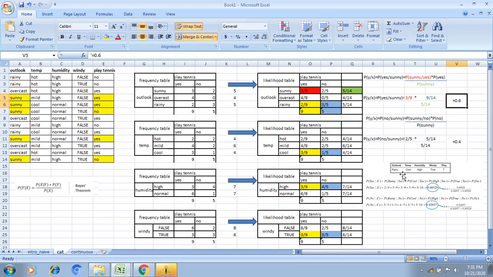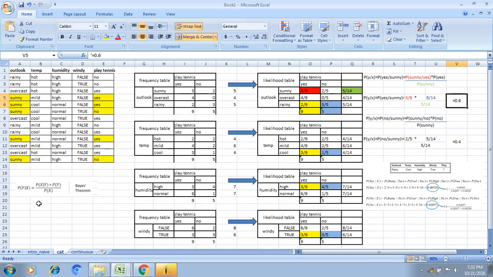Similarly, we need to calculate for new data. For example, I want to predict with new data: outlook is rainy, temperature is cool, humidity is high, windy is true, and play, whether we are willing to play or not. If I want to calculate, I already have the likelihood table. From the likelihood table, we can calculate the prediction in a very easy way, because this is the backend process of Naive Bayes for categorical information. If you know the likelihood table, then we can calculate easily.